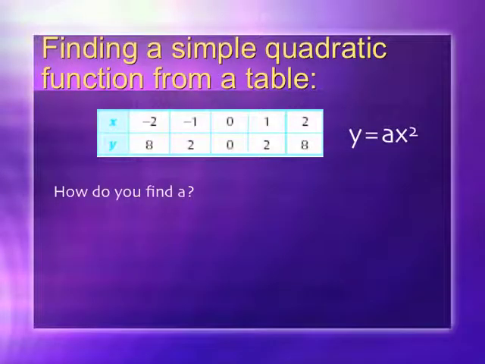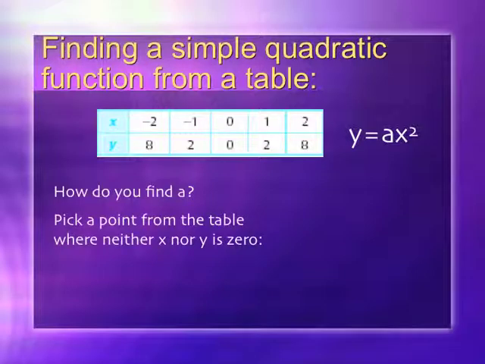In Algebra 1, we're only going to be working to find the a for simple quadratic functions that have the general form y equals ax squared. Later on, you'll figure out how to find out what b and c are given a table of values for a quadratic function. So how do we find out for the table shown above what a is? Well, we're going to pick a point from the table where neither x nor y is 0. I need non-zero numbers for x and y. Doesn't really matter which point I pick. I'm going to pick the point 1, 2. That's one point in the table where neither x nor y is 0.